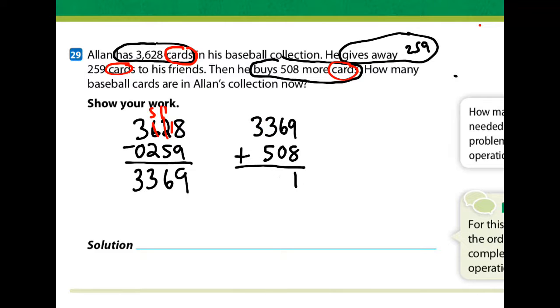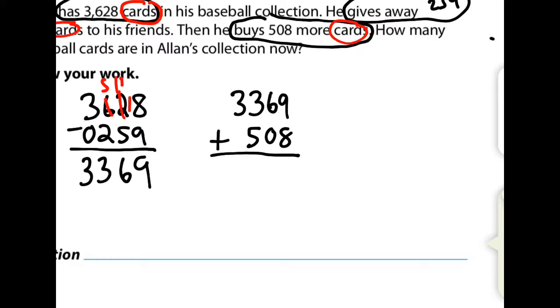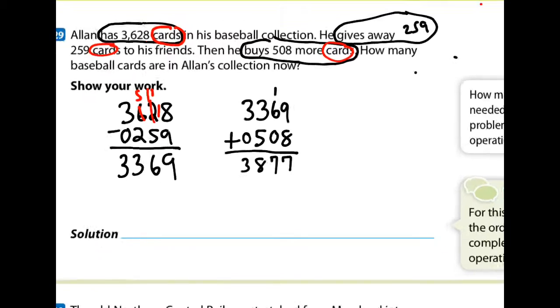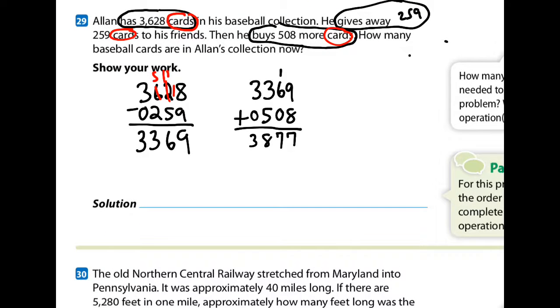I hope you were like, what are you doing, Mr. Romanyshyn? Remember, this is an addition problem. Sorry. So 9 plus 8 is 17. Carry the 1. 6 plus 1 is 7. 3 plus 5 is 8. And 3 plus 0 is 3. So the answer, how many cards are in his collection now, is 3,877 cards. Sorry about that.